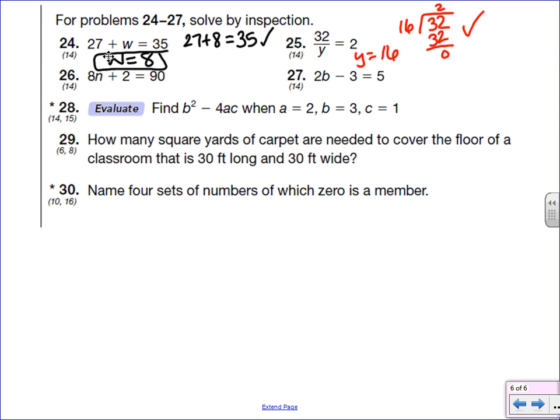8 times a number plus 2 gives you 90. So this number here plus 2 has to give you 90. So this has to be 88. So now 88 is equal to 8n. So 8 times a number gives me 88. And that number is 11. So we double check. 8 times 11 is 88, plus 2 is 90. That works.